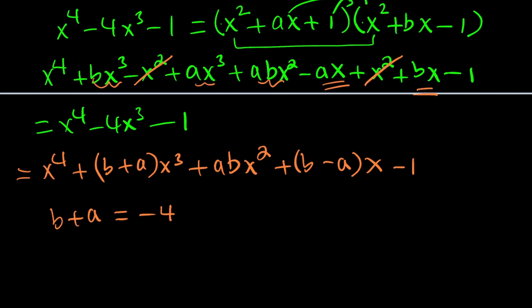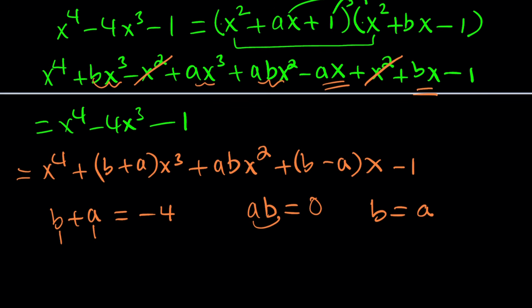And then ab is 0, which is weird, right? Because we don't have any x squared. And then ab is supposed to be 0. And then b minus a is also supposed to be 0, which means b equals a. But that's not the case, because if a and b are both equal, then they should both be negative 2. But negative 2 and negative 2 does not satisfy this equation.